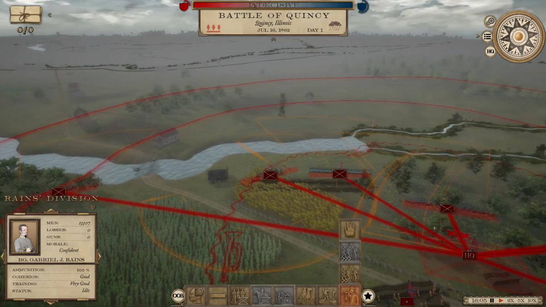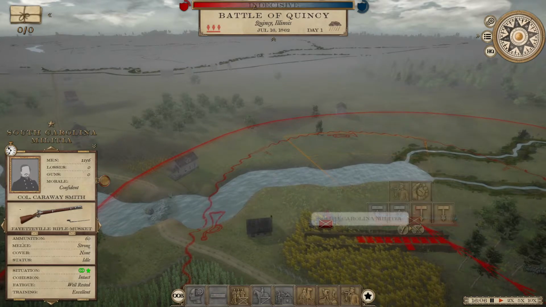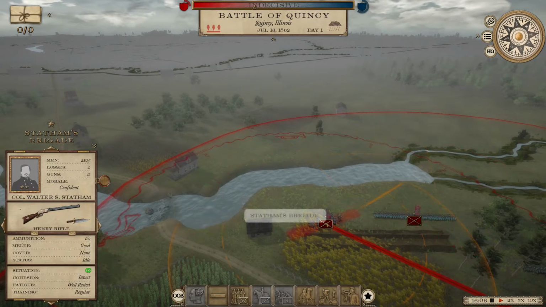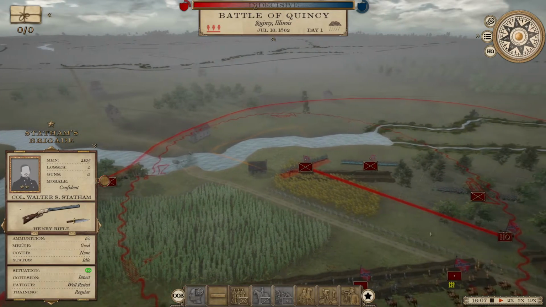All right, so Rains's Division HQ has told all their guys to halt, and so they may actually not move because I gave them an order to halt, and then I gave them individual orders to move. So they're not facing the right way. Now they're facing a better way.